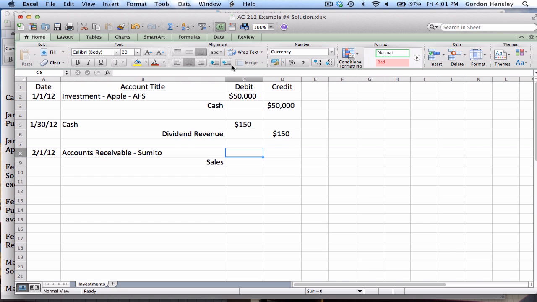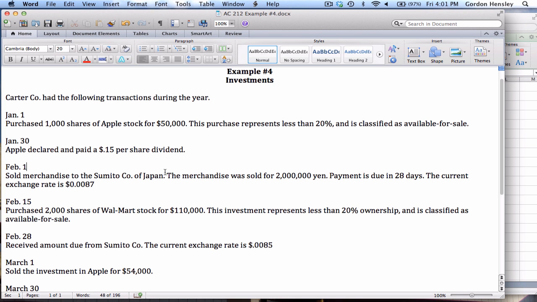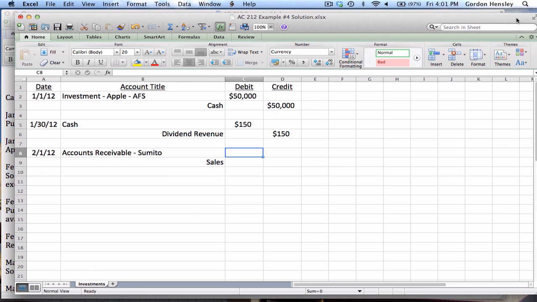But what about the amount? Well, now we have a little bit of a problem. This is an international company, and this merchandise was sold for 2 million yen. Well, we have to record our financial statements in dollars. So we're going to have to perform a conversion. And it says the exchange rate on that date is 0.0087. So 2 million yen multiplied by 0.0087 means that on that day, based on that day's exchange, 2 million yen is only worth $17,400. So that takes care of that transaction.